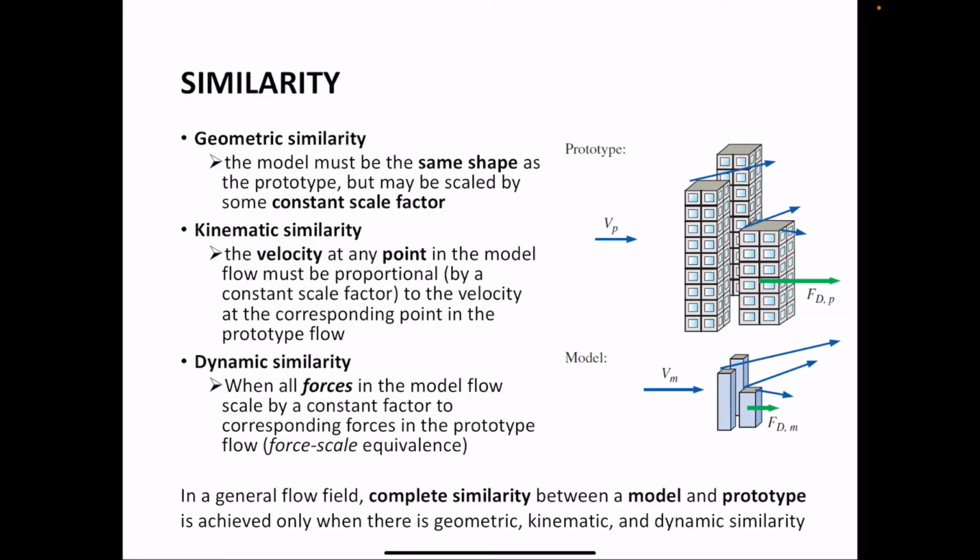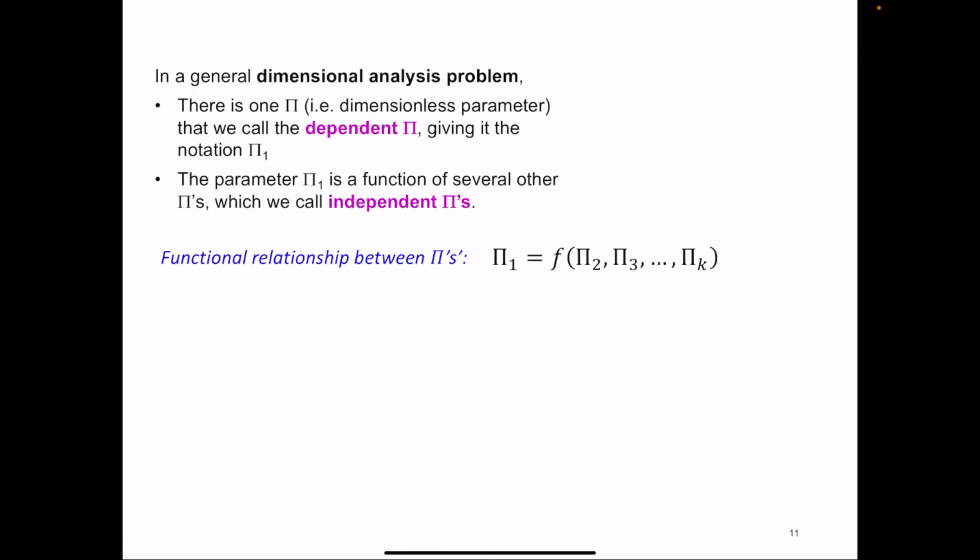In a general flow field, complete similarity between a model and prototype is achieved only when these geometric, kinematic, and dynamic similarities are achieved. Now, in dimensional analysis problems, we often have one pi, which we call the dependent pi, and we use the notation pi 1 to indicate it's a dependent pi.